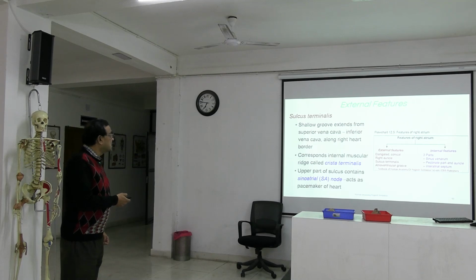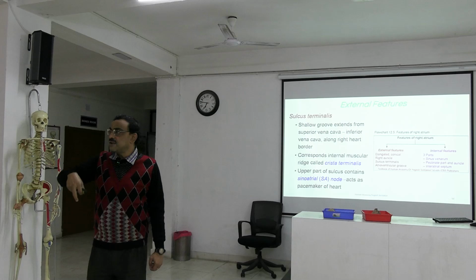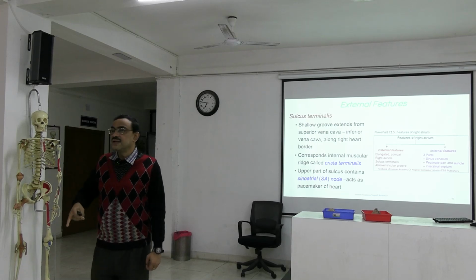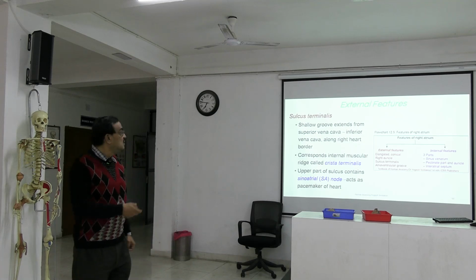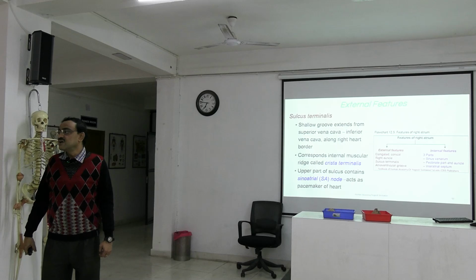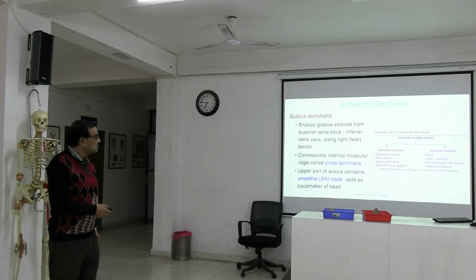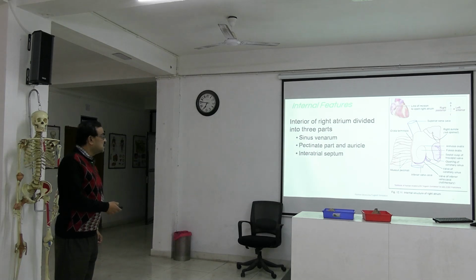And what is sulcus terminalis? From the superior vena cava to the inferior vena cava, we can get a groove that is called sulcus terminalis, and inside we get a ridge that is called crista terminalis. The same thing we can see. Inside, this is called crista terminalis, and from outside the groove is called the sulcus terminalis.